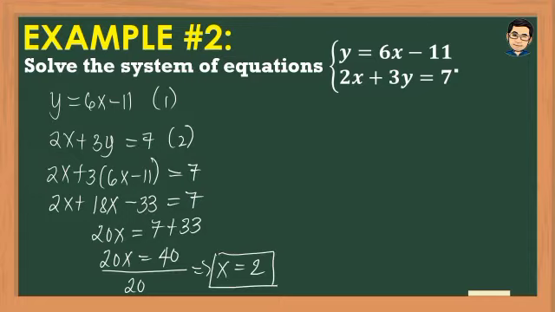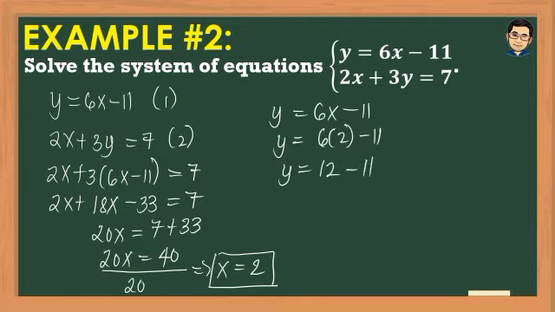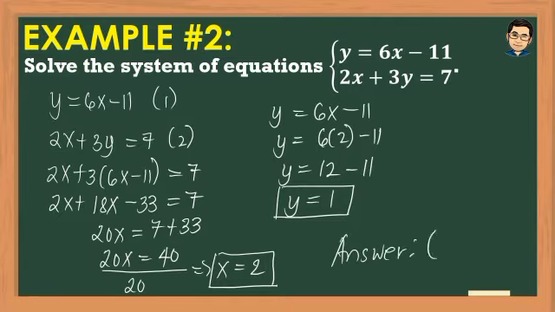Next, since the value of x is equal to 2, so we will substitute this to the first equation. So magiging y equals 6x minus 11. And then we substitute the value of x, which is 2. So y equals 6 times 2 minus 11. And then y equals 6 times 2, that is 12, minus 11. So 12 minus 11 is 1. So therefore the value of y is 1. So how are we going to write our answer? So in the form of ordered pair, 2 and then 1.